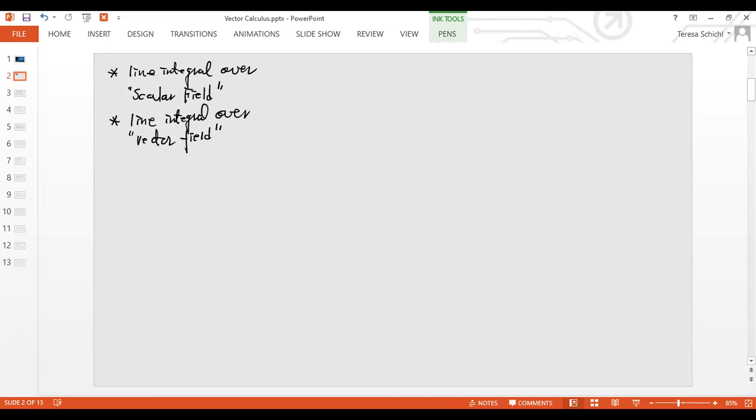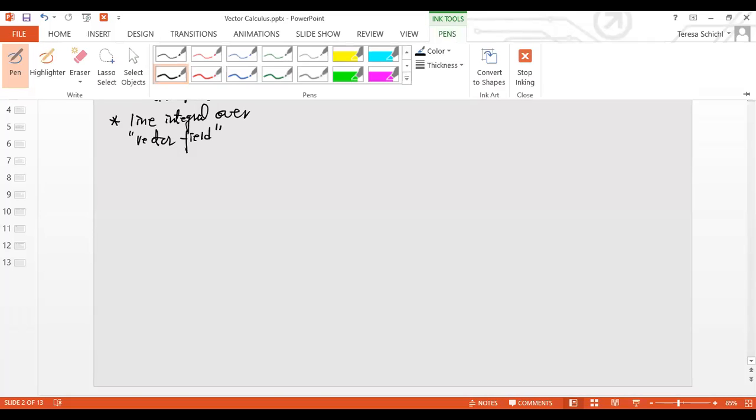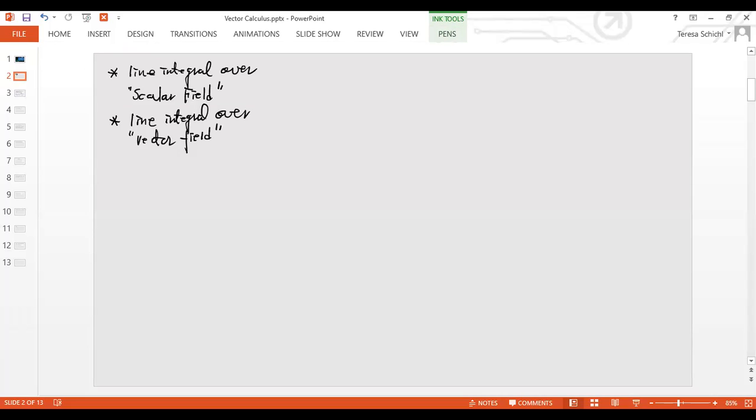Okay, besides knowing the formula, we want to know the meaning of line integrals over the scalar field. Let's go back to Calculus 2. The first time we experienced the line integral is when we tried to find the arc length for curves, right? So in Calc 2, we talk about the arc length.